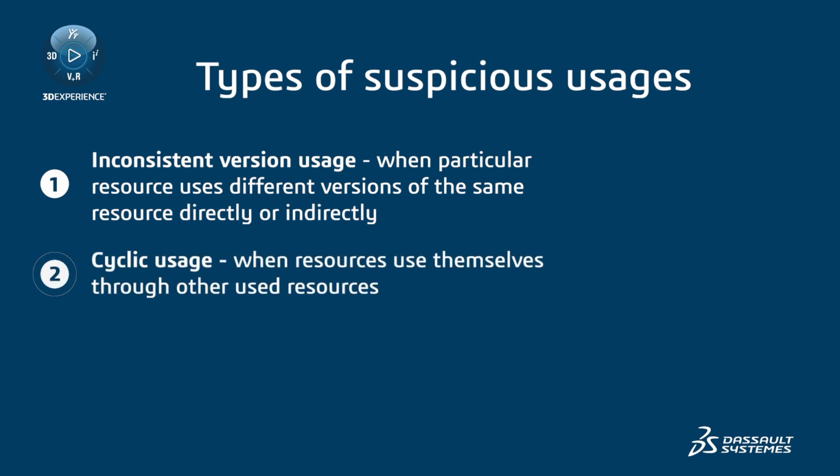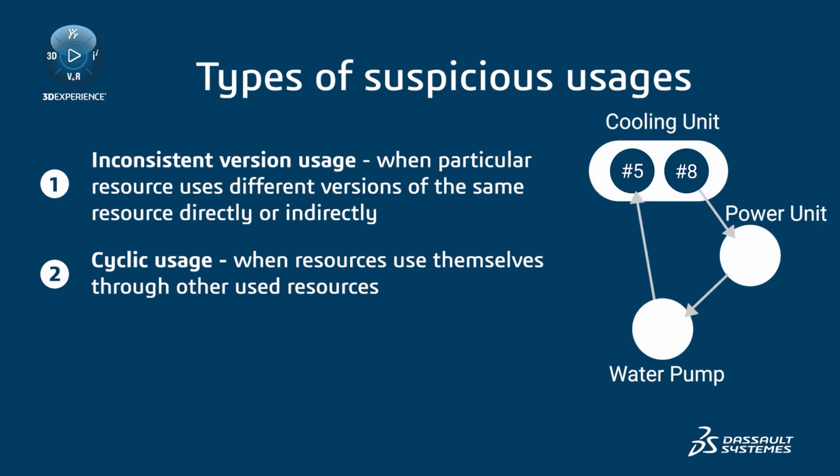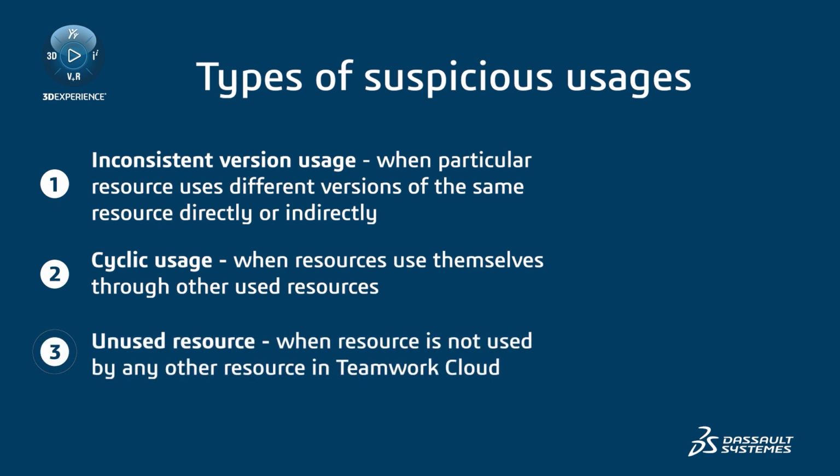The second type of suspicious usage is a cyclic usage. It is a usage where resources use themselves through other used resources and form a usage loop. The following example shows how the cooling unit version 8 uses the version 5 of itself through the power unit and water pump. The last type is unused resources.